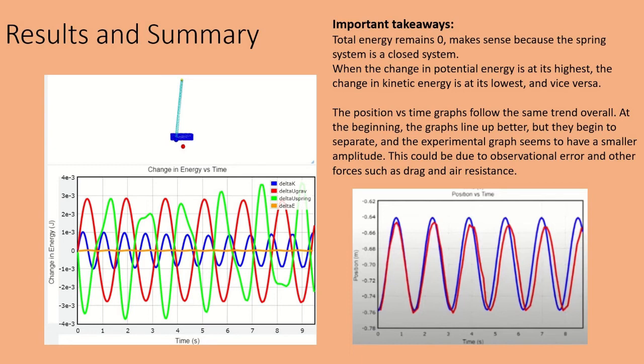Now, moving on to the position versus time graph, as you can see, it follows the same trend as the code that was already inputted. So our experiment is pretty close. However, as time goes on, they seem to separate, and the experimental graph seems to have a smaller amplitude. This could be due to observational error when clicking in Tracker and other forces acting on the system, such as drag and air resistance.